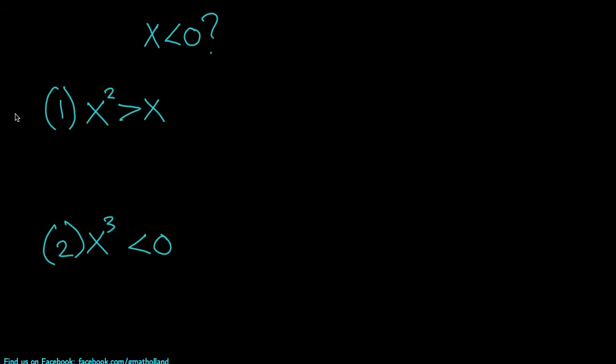Now, if we consider the first piece of information, that is, if we consider that x squared is greater than x, we first note that x can be greater than 1. Because if x is, for example, 2, then 2 to the power 2 becomes 4, and 4 is obviously greater than 2.